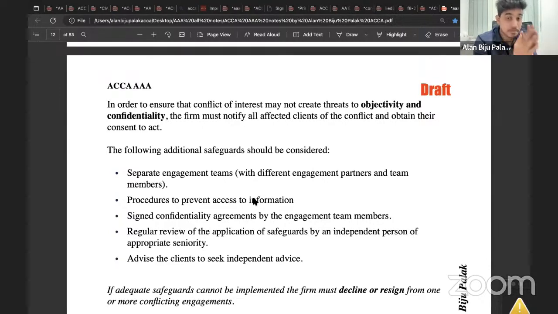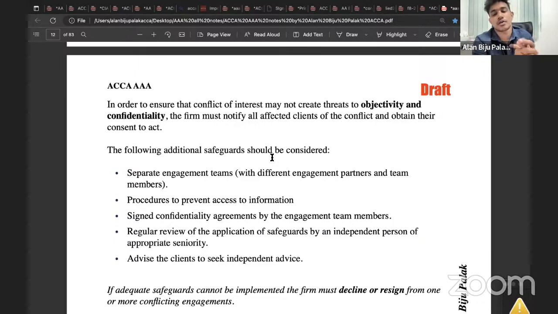Okay. If we need to audit multiple entities in a competitive market, what are the safeguards to be taken by the auditor? First safeguard: permission from the client, obtaining permission from both the client companies. And after that, if the clients provide the permission, what are the additional safeguards? Separate engagement teams should be used. There should be procedures to prevent access to information. A confidentiality agreement should be signed. Then the safeguards should be applied and reviewed by a senior person, an independent review. Then independence advice should be provided to the client company.